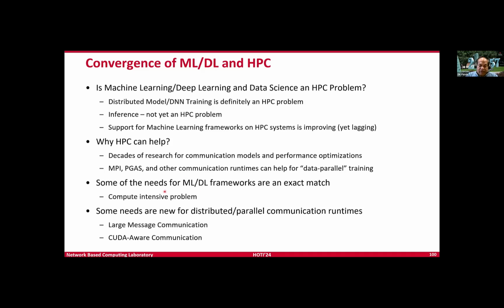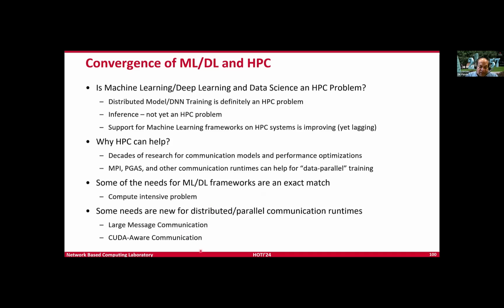So as we saw, some of the needs are an exact match, because DL training under the hood is all matrix, vector, and tensor applications. These are very computationally intensive, and that's why we need all the CPUs, GPUs, and DPUs to accelerate further.